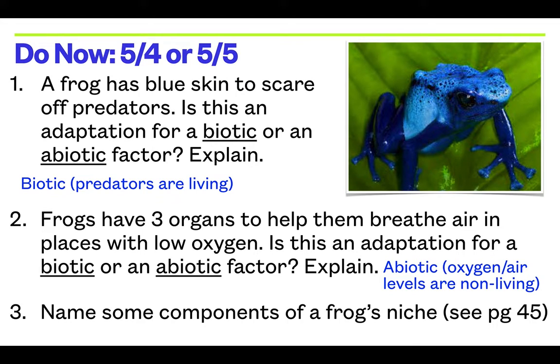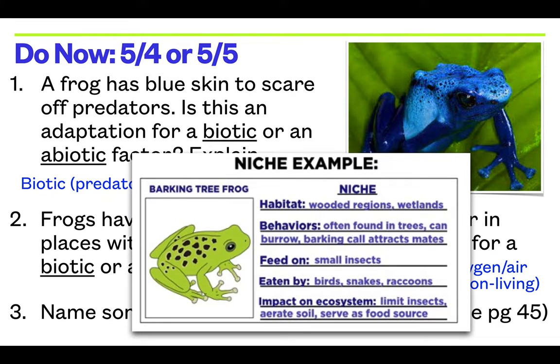Components of a frog's niche. Hopefully you could look in your notes. If not, maybe you remembered that a niche is the role an organism plays in its environment. So for the frog, where does he fit in? He fits in with the insect eaters. He's prey to snakes. He lives in wooded regions. So his role, or where he fits in, is in wooded or wetland areas. He belongs to the group of organisms that eat insects. So any of these would be great. He belongs with amphibians.